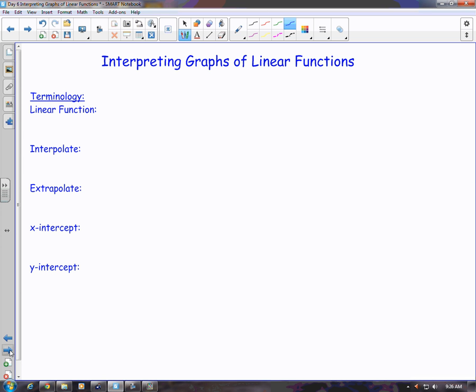We kind of just mentioned what that is. It's going to be any straight line that is not vertical. Any straight line that is not vertical is going to be a linear function.